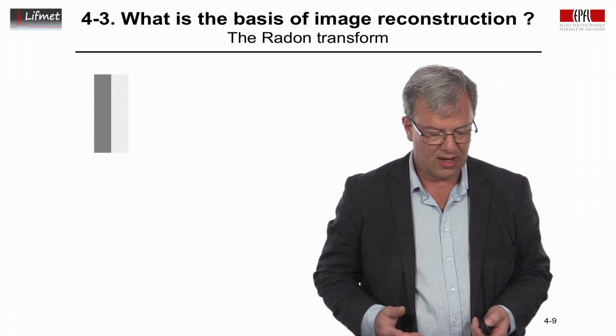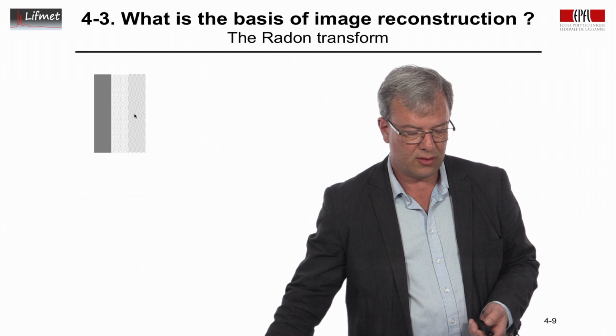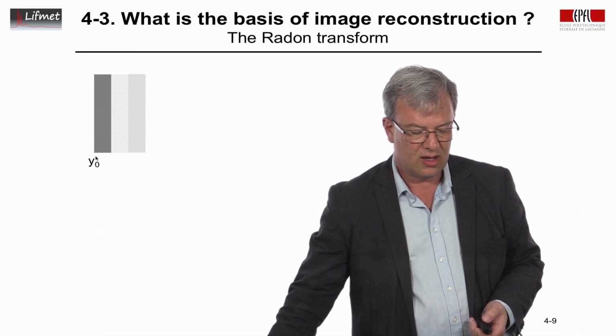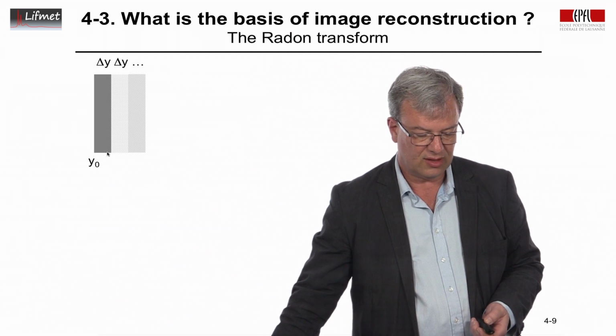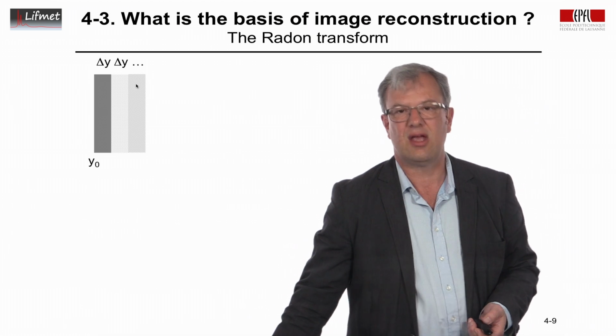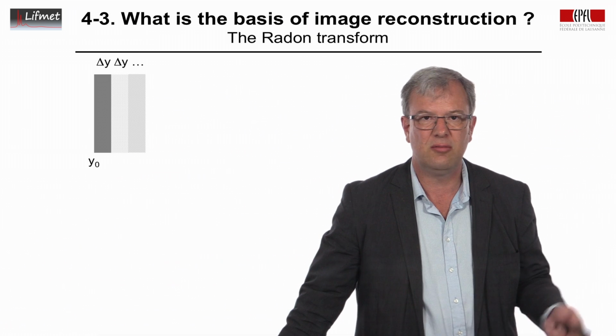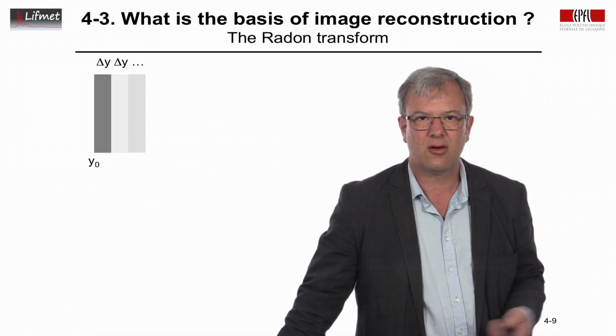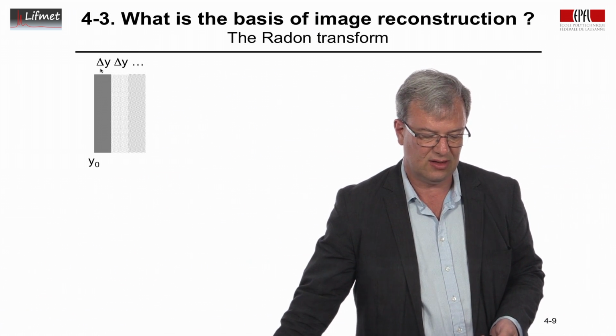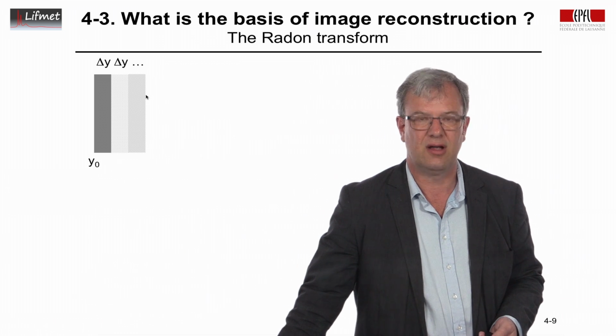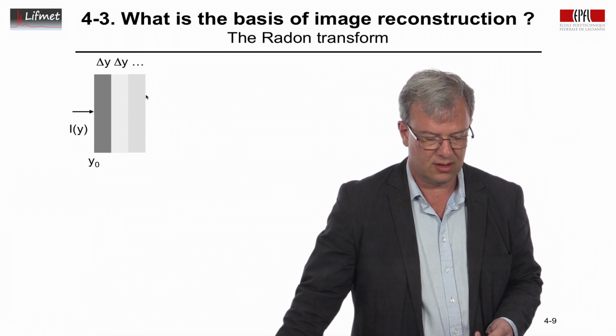So let's say we have a tissue here with 3 different layers. A position y0 of the first layer, and each layer has a thickness of delta y. It doesn't matter what the thickness is: centimeters, millimeters, micrometers, doesn't matter. We'll just say this is a certain thickness, and we have 3 different tissues here.